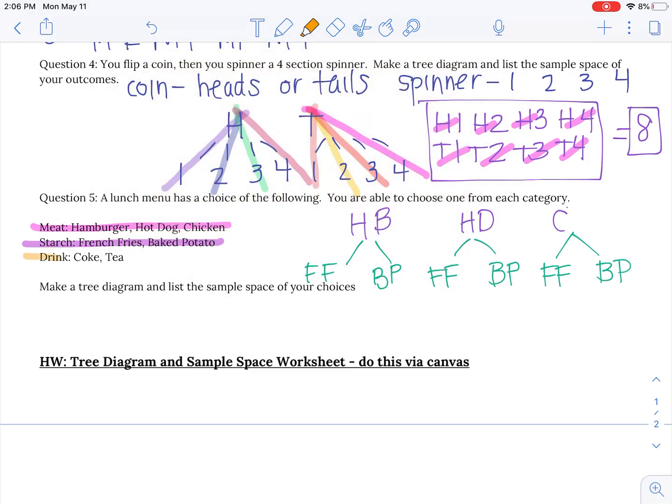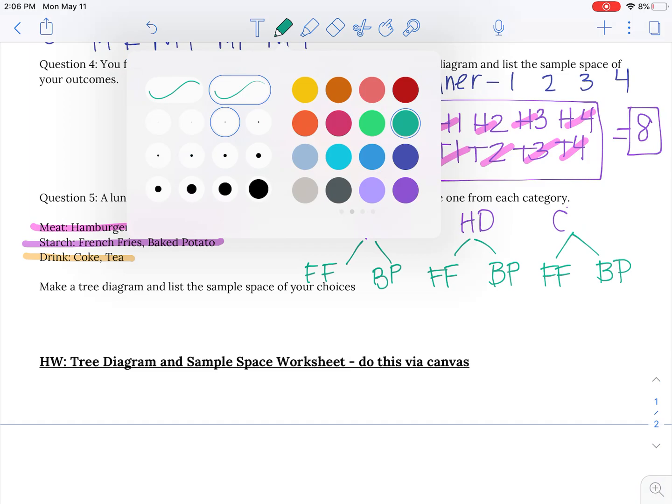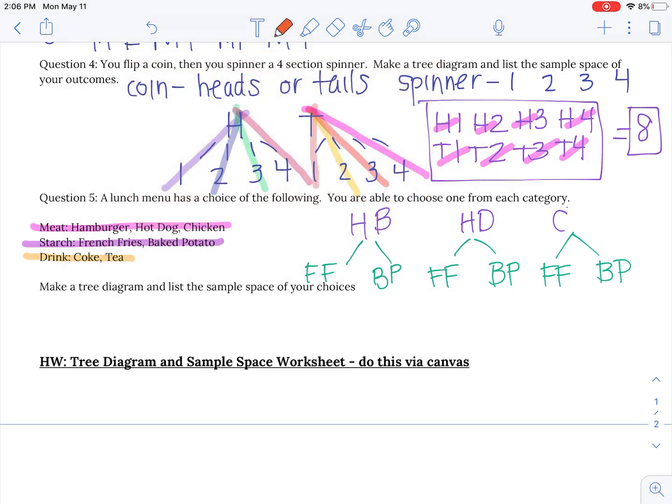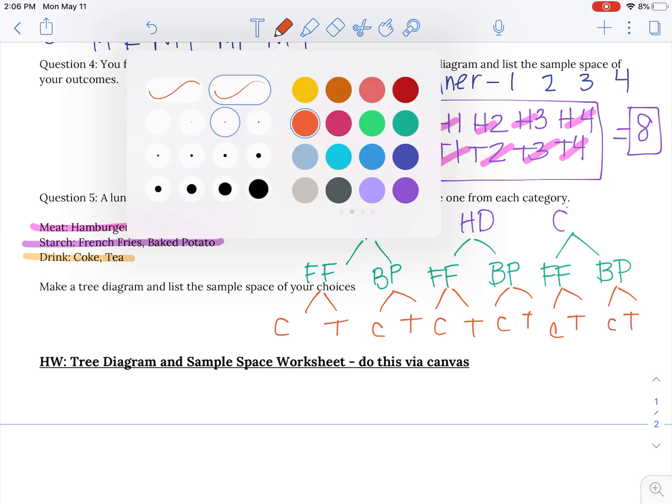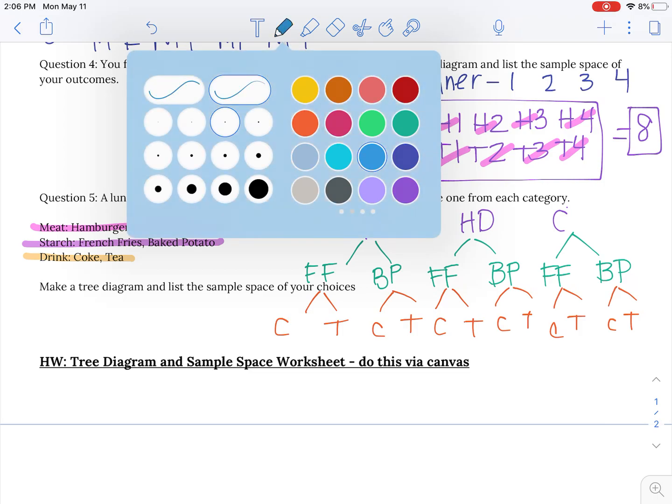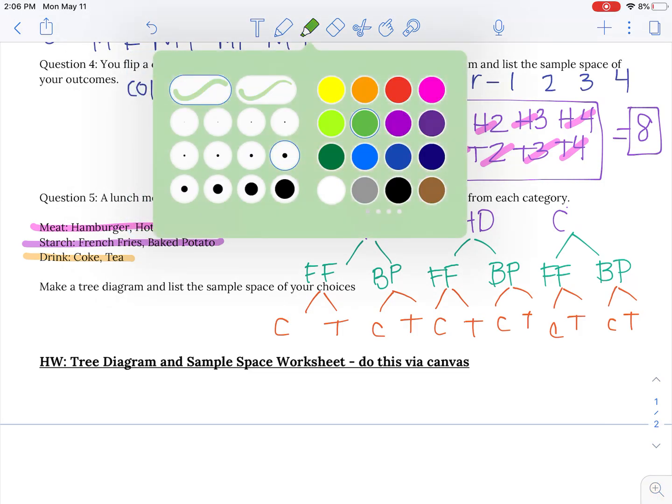And then I have to move on to my drink selection, which is Coke or tea. So I have a Coke or a tea for that choice. Coke or tea here. Coke or tea here. And I list that for each of the branches of the tree diagram. So now what gets kind of tricky is going through all of those options. And again, I'm going to try and highlight as I go.